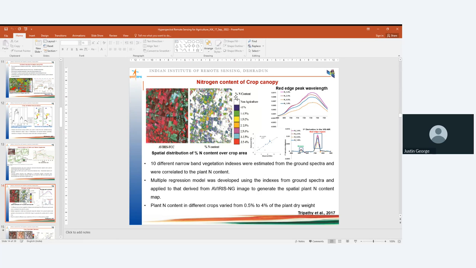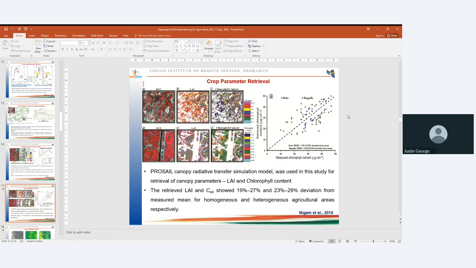It is a spatial distribution of the plant nitrogen, so that we can identify the areas where we have a higher amount of nitrogen in the plant canopy, because sometimes a higher amount of nitrogen may delay the fruiting as well as the flowering of particular crops. So they found that the plant nitrogen content in these different crops varied from 0.5 to 4% of the plant dry weight.